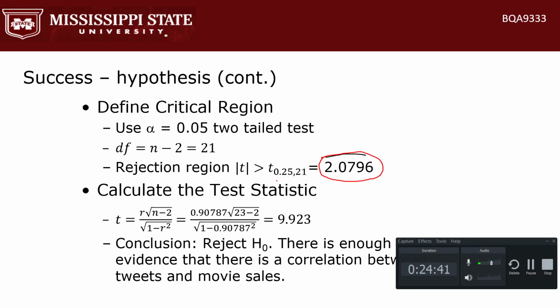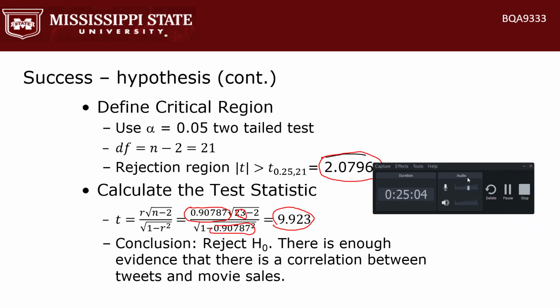Now remember, we calculated the correlation in Excel as this. This is our n. This is the square root of 1 minus the correlation squared. And this gets us, we obviously know this is a big t statistic, and you can tell on the graph that there's a positive relationship. So there's enough evidence that there is a correlation between tweets and movie sales.